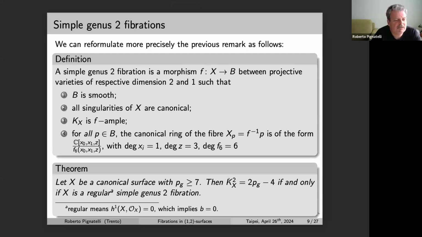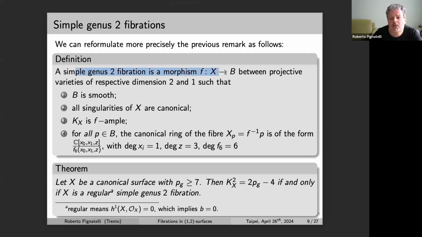So this is a remark, a definition I essentially invented for this talk. I can say the following. What it means is that I can call a simple genus 2 fibration: I say that a genus 2 fibration is simple if I don't have any two disconnected fibers. So let me reformulate this definition in a slightly more complicated way.